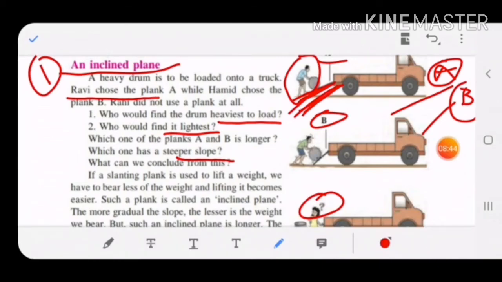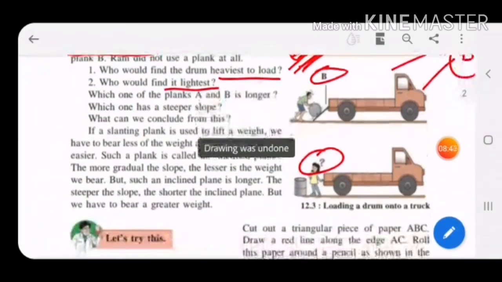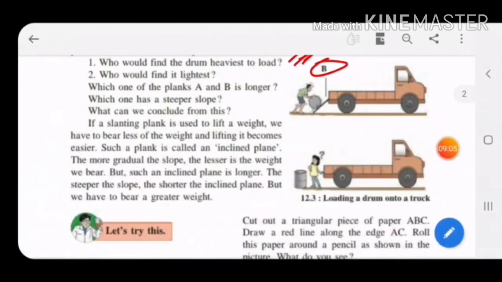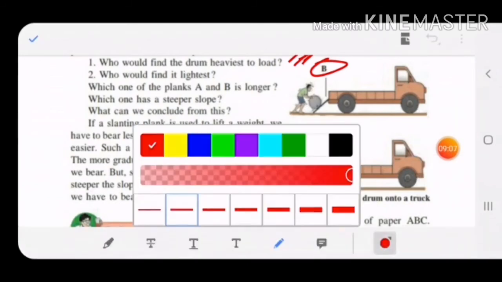If a slanting plank is used to lift a weight, we have to bear less of the weight and lifting becomes easier. Children, in picture A, Ravi has kept it more slanting. As you keep it more slanting, what happened? It is easier to lift the heavier weight. Such a plank is called an inclined plane.